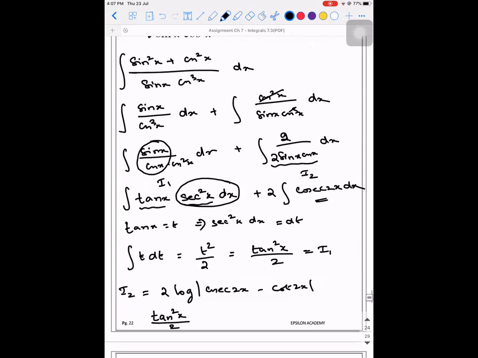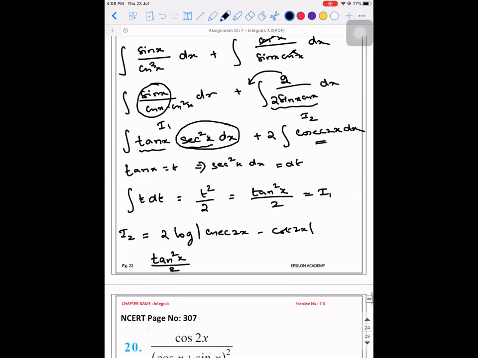So I got 1 by sin x into cos x. I multiplied and divided with 2. So 2 divided by 2 sin x cos x is nothing but sin 2x. So I brought this 2 outside. 1 by sin 2x, I wrote it as cosecant 2x. So I'm directly applying the formula for cosecant 2x.